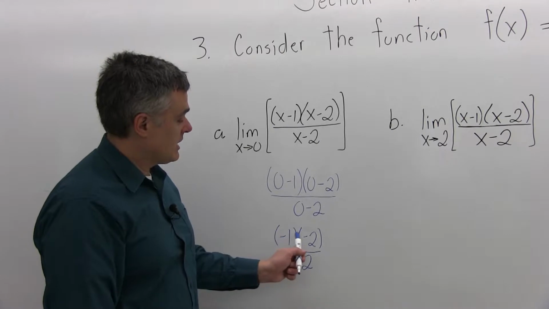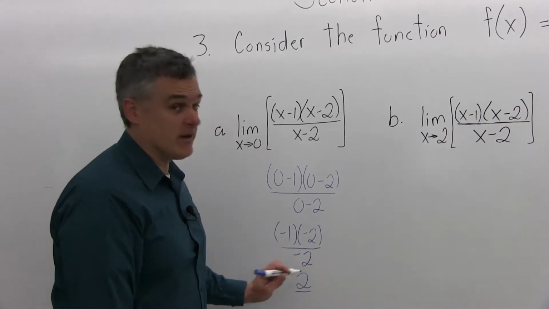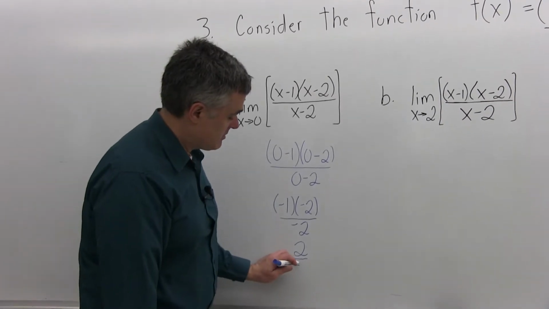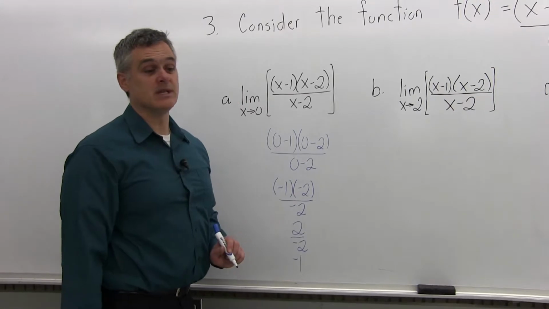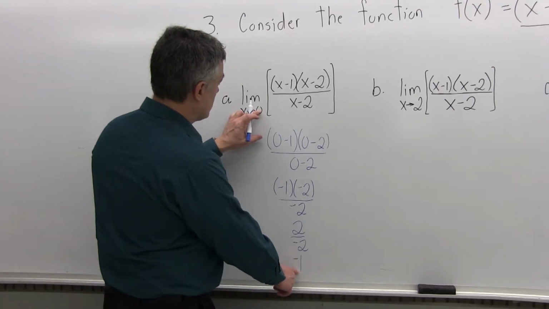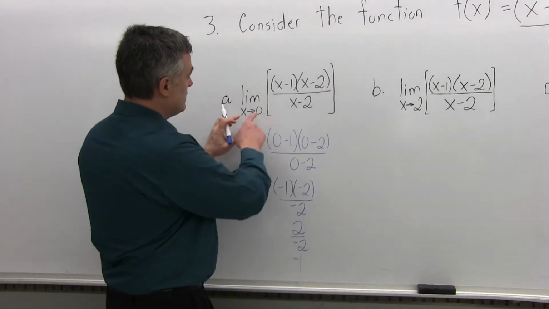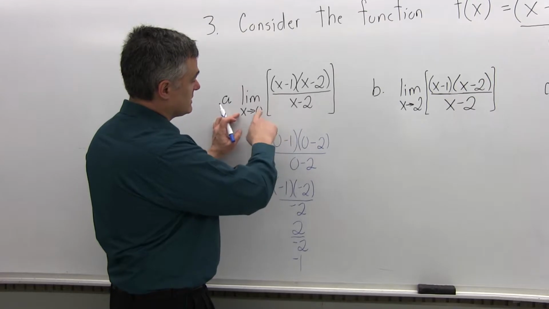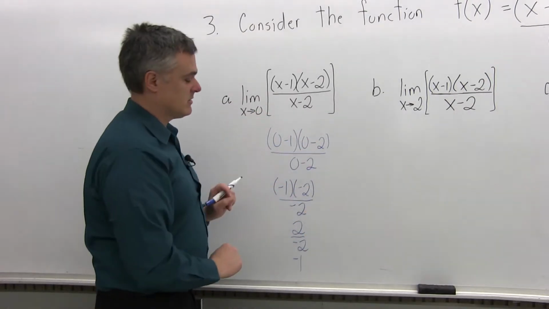And now in the numerator, negative 1 times negative 2 is positive 2. You have a negative 2 below that. And positive 2 over negative 2 will reduce to negative 1. So that's the value of the limit. As your input gets very close to 0, the output will get very close to minus 1. In other words, the input is how far on the x-axis from side to side you've gone. The output is how far up or down on the y-axis you go to get to the graph.